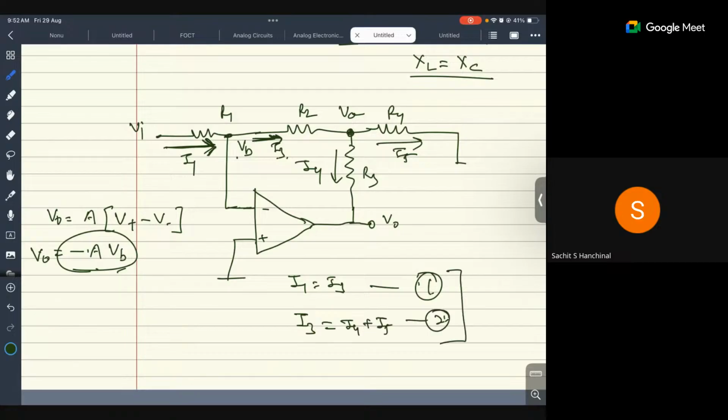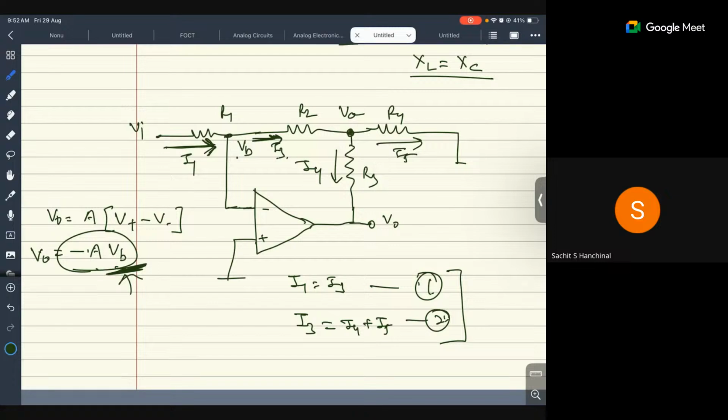So use these two equations. Calculate the value of I1, I3 from this figure. Put all the values of I1, I3, I4, I5 in this equation. Solve that one for VB. Now put the value of VB and put the value of A. You can calculate the V naught.